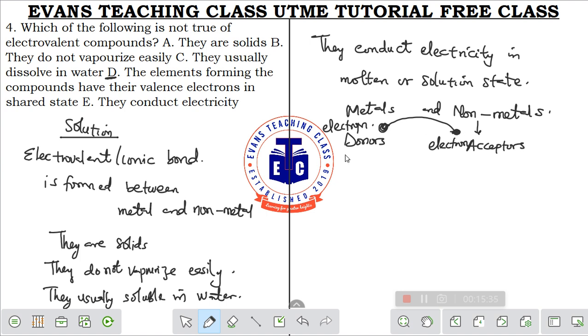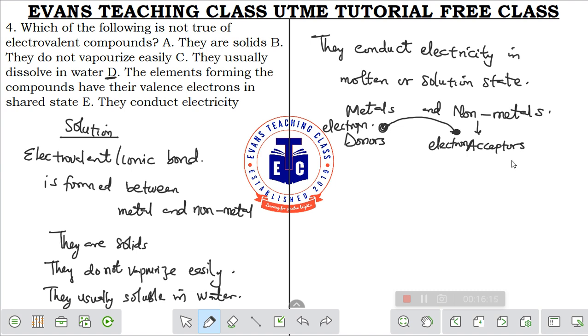To the non-metal. So let me use this as an illustration. Just like your father, when he wanted to give back to you, he donated his sperm to your mother. So your mother accepted. I'm not saying you are an electron, sorry, I'm just using that as an illustration. So when he donated his sperm to your mother, it means your mother is the acceptor. So that same way, it means it was transferring of electron, transferring of sperm.